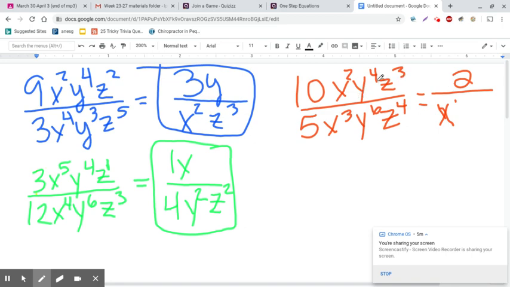Now let's go to y, and we're going to look at what's bigger, 4 or 6. Well, 6 is bigger, so our y is going to go on the bottom. And 6 minus 4 is 2, so we're going to have y squared in the bottom.